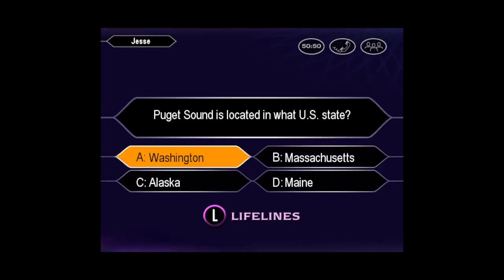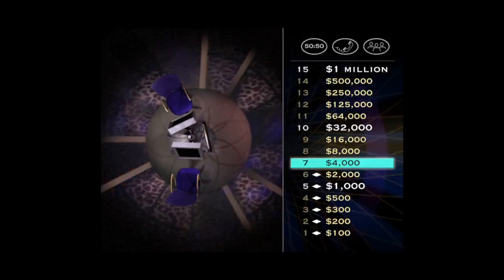You have no doubt the answer is A. Yes, you got it right. Well, that's $4,000, and now here's a chance to make it $8,000. Take a look at this one.